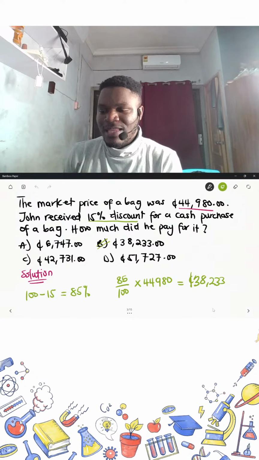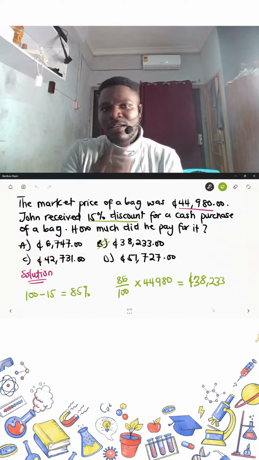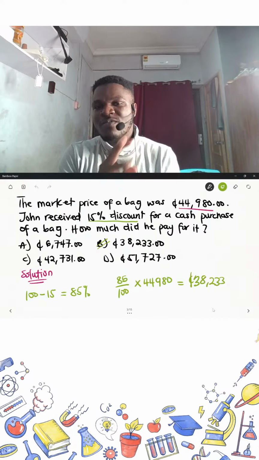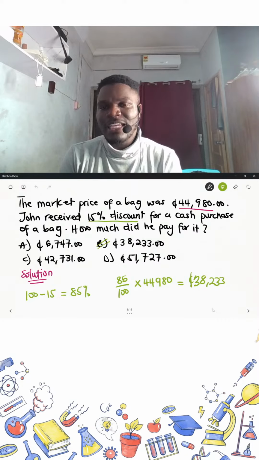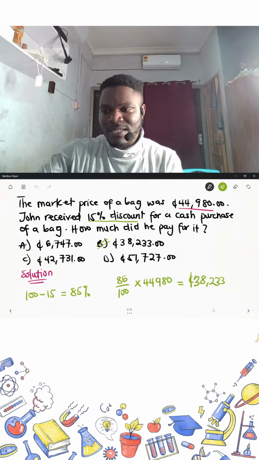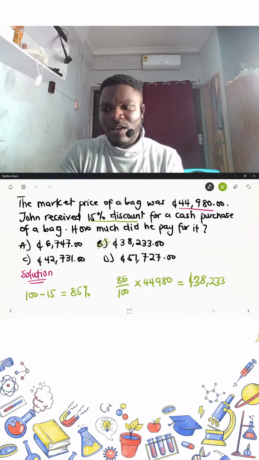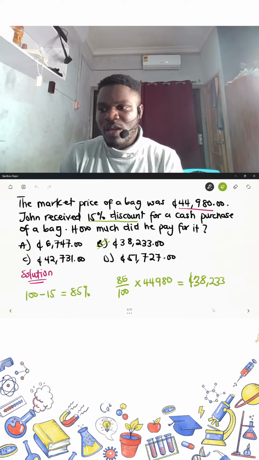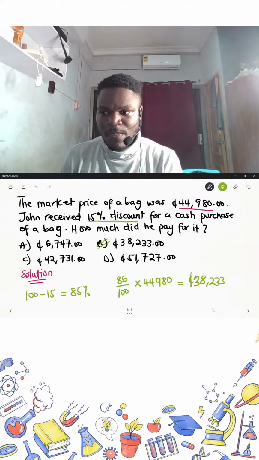Or the other thing we can do is that, because he was given 15% discount, it means that he did not pay for that 15%. So he only paid for the remaining percentage, or the amount he paid was equal to the remaining percentage, which is the 85%.